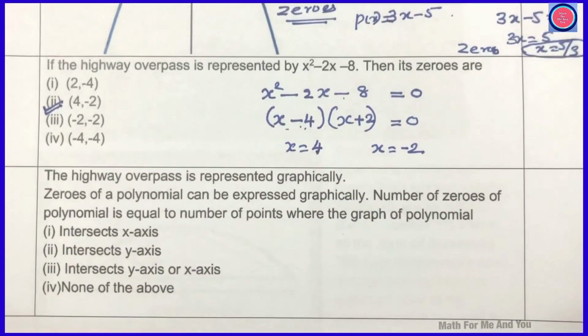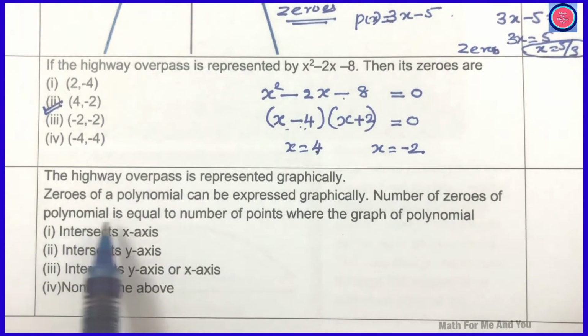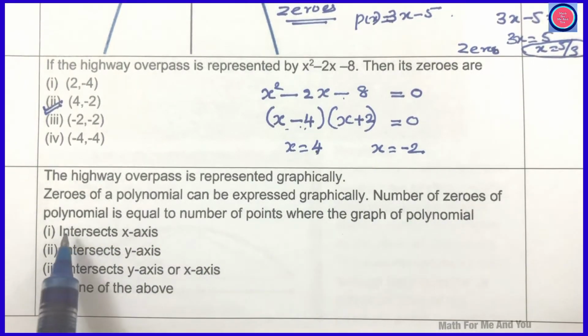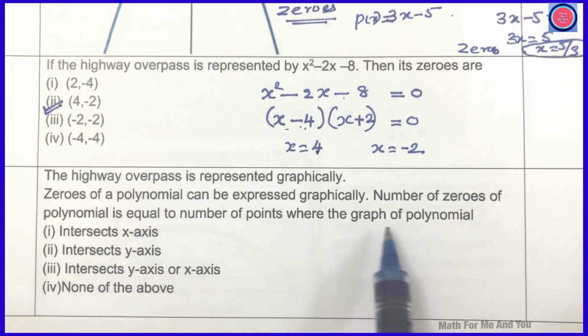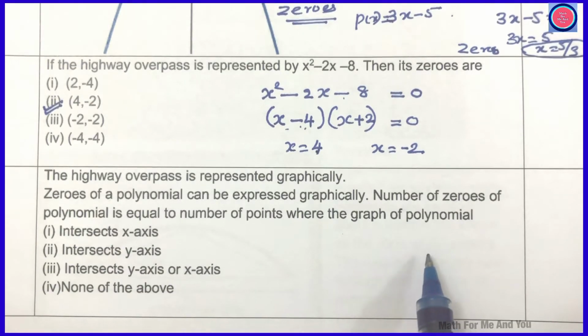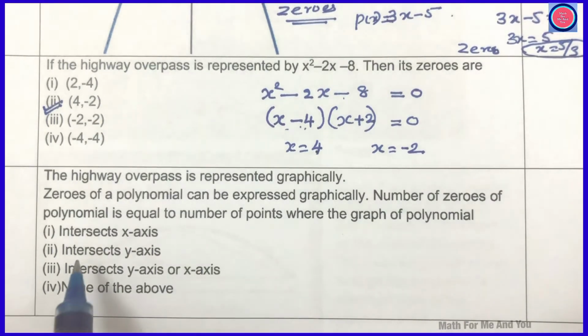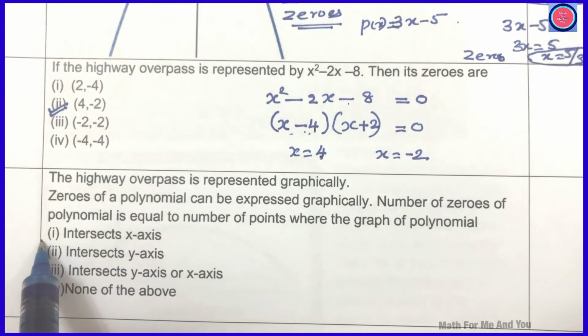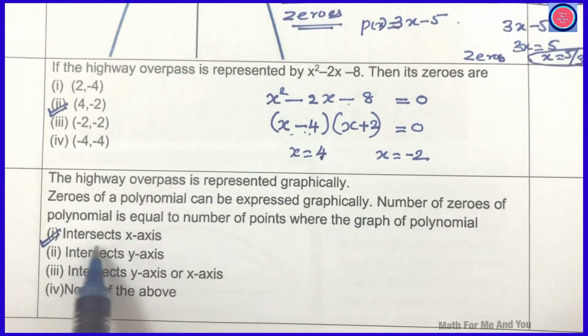Next question. The highway overpass is represented graphically. Zeros of a polynomial can be expressed graphically. Number of zeros of polynomial equal to number of points where the graph of polynomial intersects the x-axis. How can we find the number of zeros? We look, the graph intersects with x-axis at how many points? So the first option is correct.